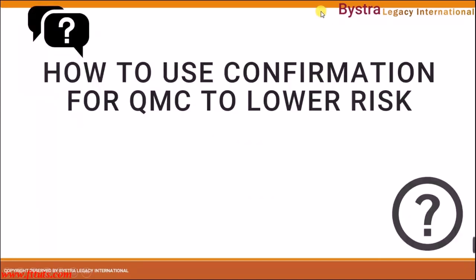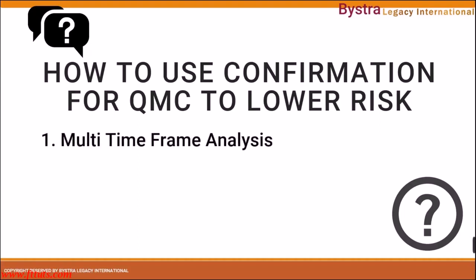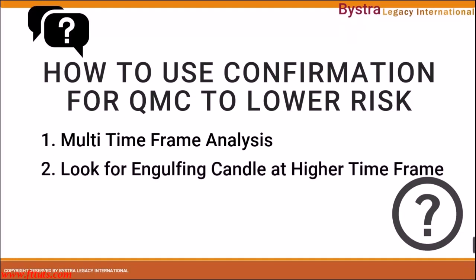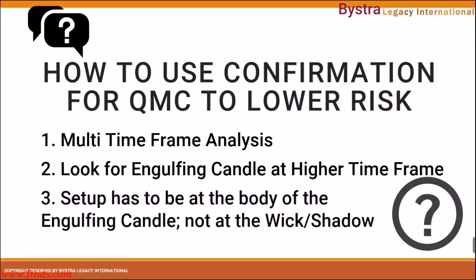So how do we use confirmation for QMC to lower our risk of entry? First of all, as always with all the setups, it must be a multi-time frame analysis. This is the main key. Second, we must always look for the engulfing candle at a higher time frame as our confirmation, and make sure that the setup is at the body of the engulfing candle. Please remember guys, never let the setup be at the wick or the shadow, or else the risk is very high. You will increase the risk and this will be very, very dangerous.